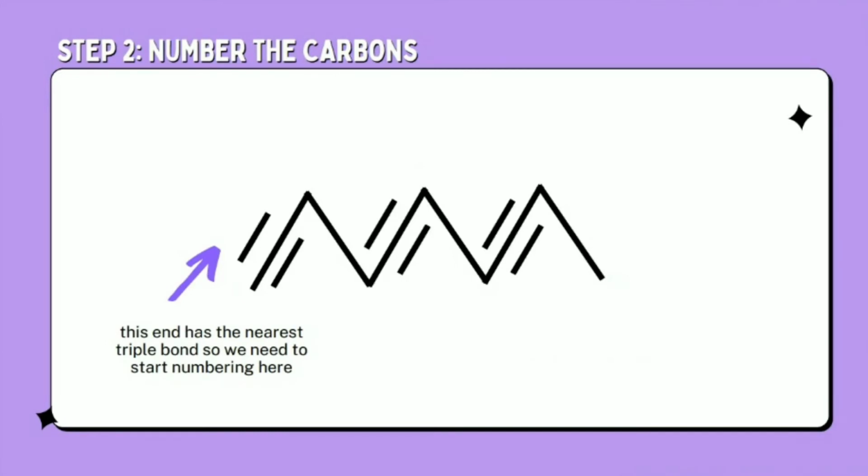Step 2. Number the carbons. In numbering the compound, we have to start at the end where the triple bond is closest. So this end has the nearest triple bond, so we need to start numbering here.